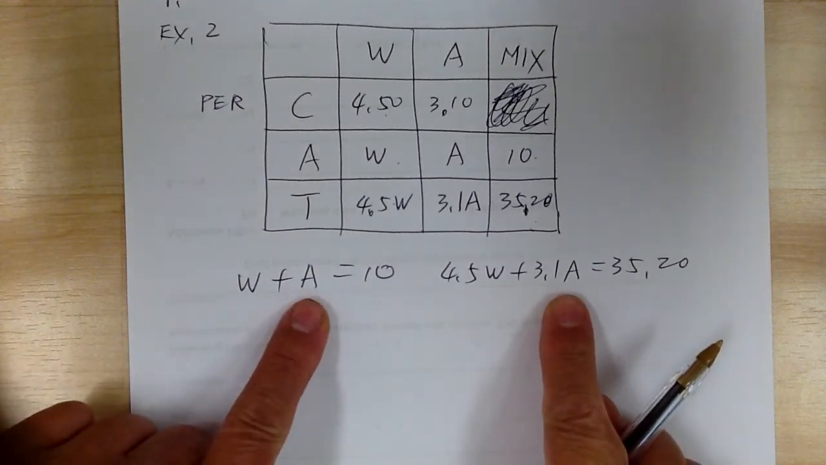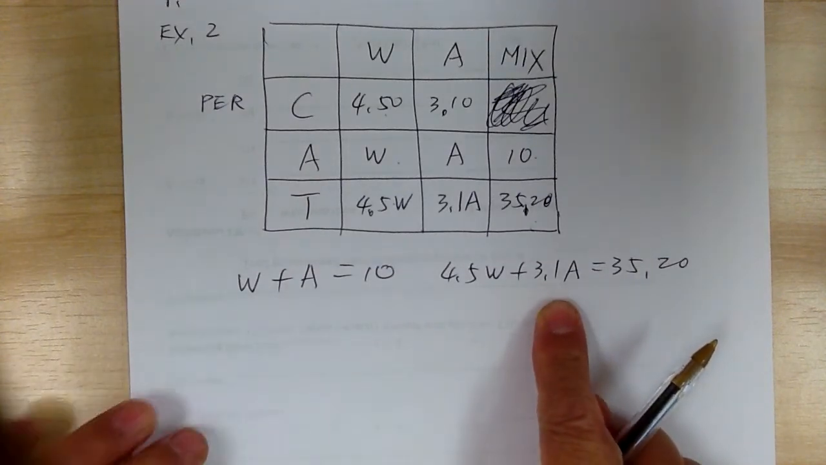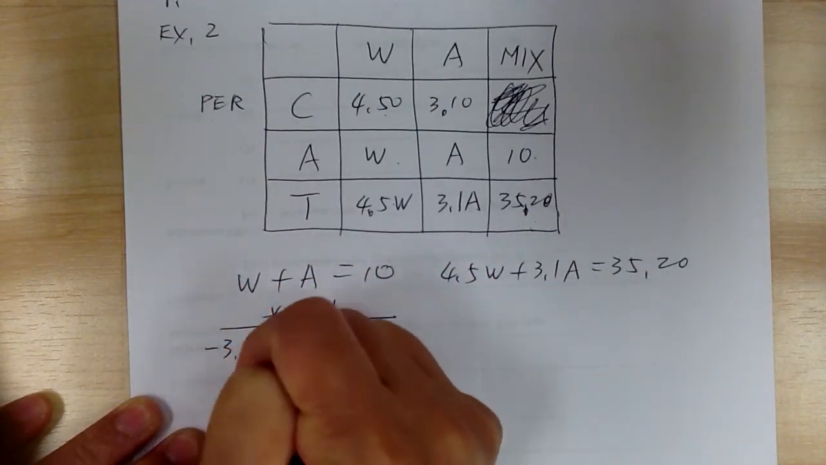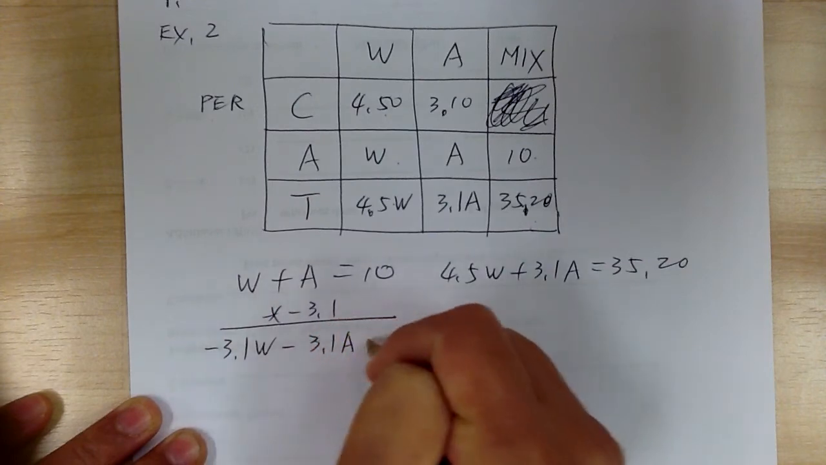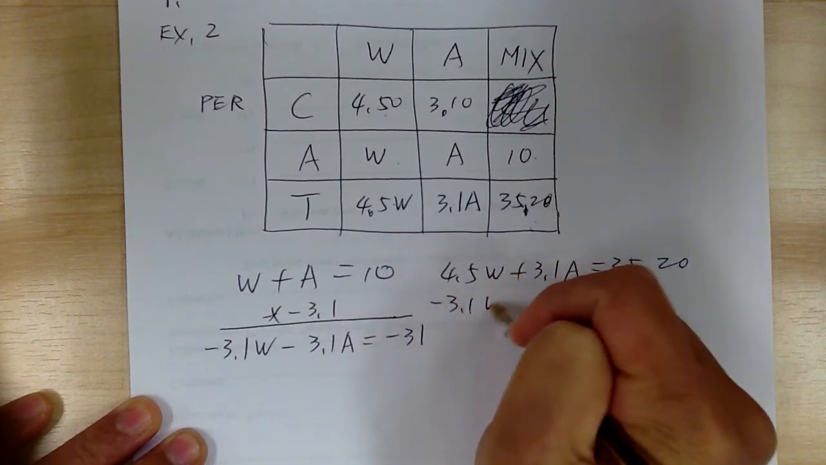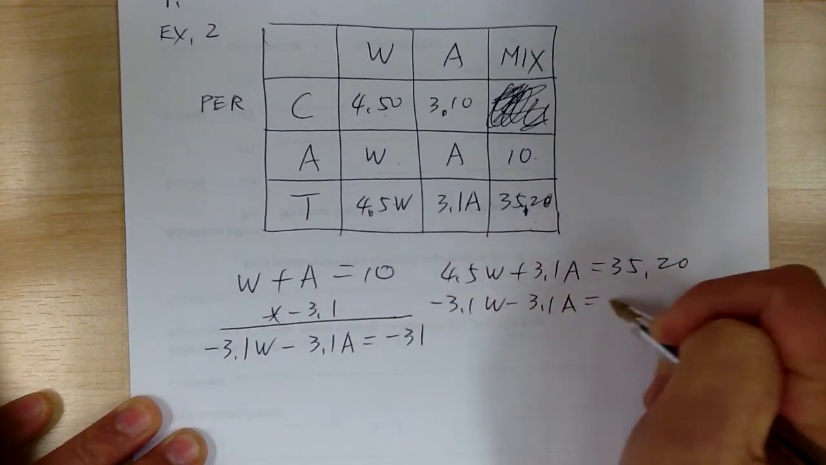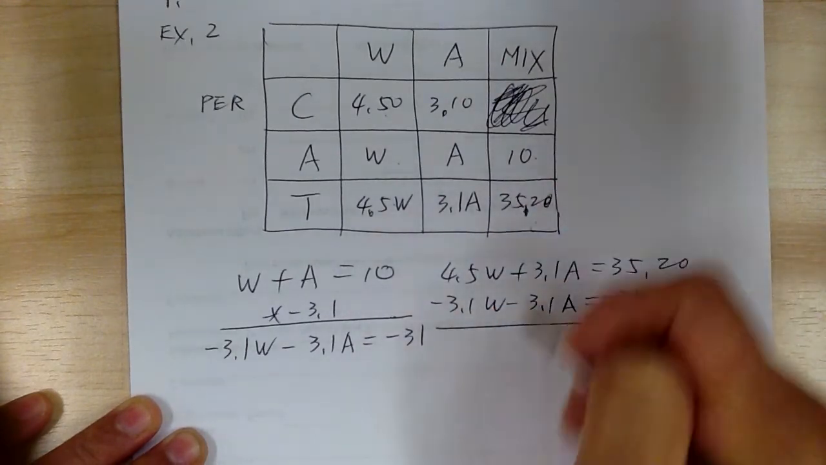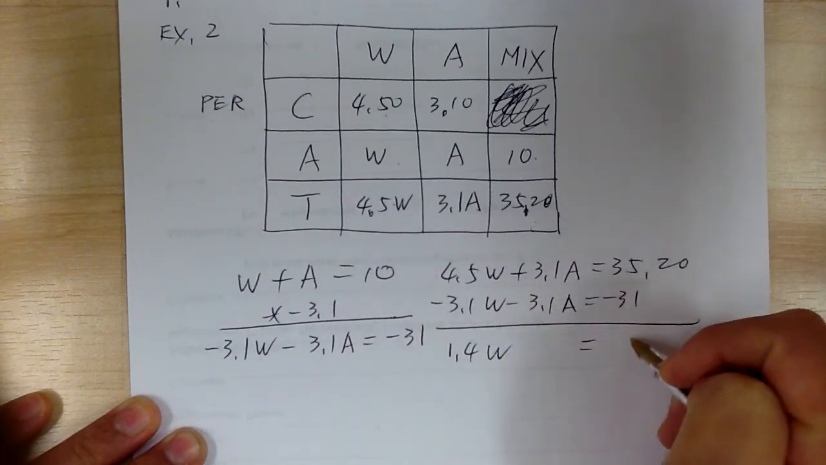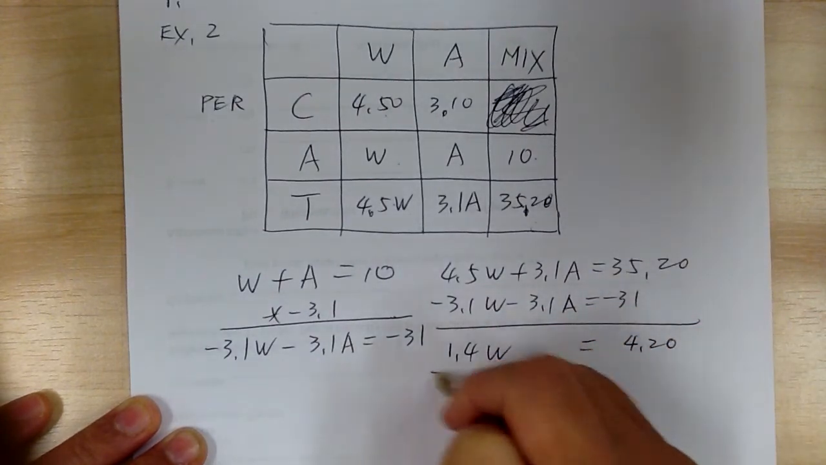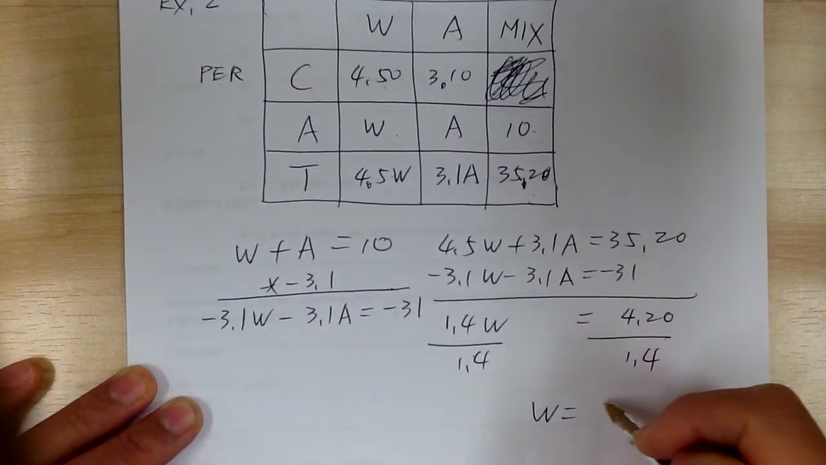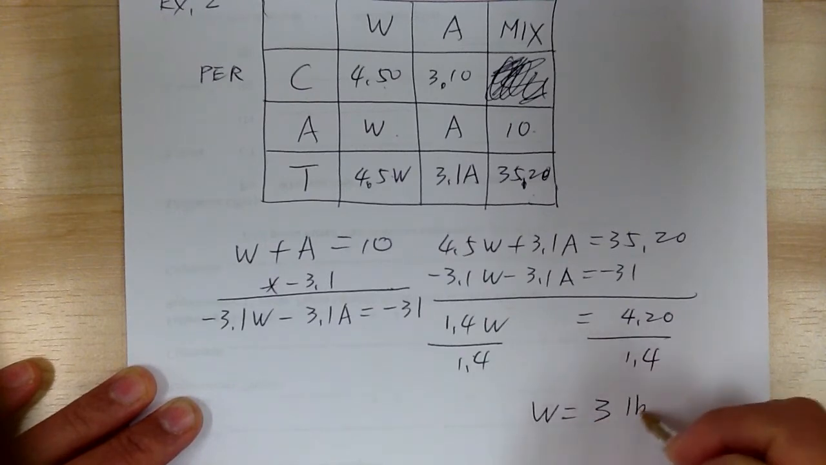So again, you want to eliminate the lower number, right? So multiply by negative 3.1. So you're going to get negative 3.1 W minus 3.1 A equal to negative 31. Then you put it underneath. Then when you add, this will cancel out. So you're going to get 1.4 W equal to 4.20, divided by 1.4, divided by 1.4. So W equal to 3 pounds.